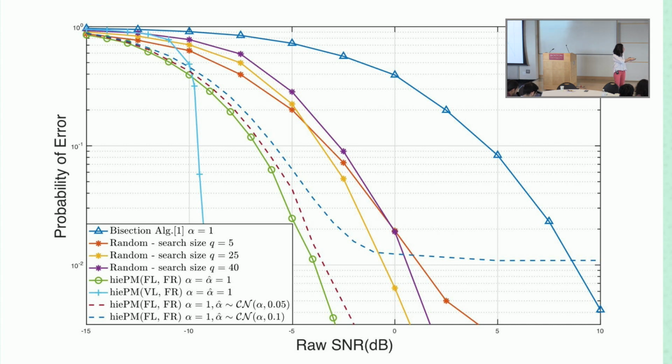The green curve with the circles, the two, are when you don't know the fading. So again, remember I told you that we don't know the fading.